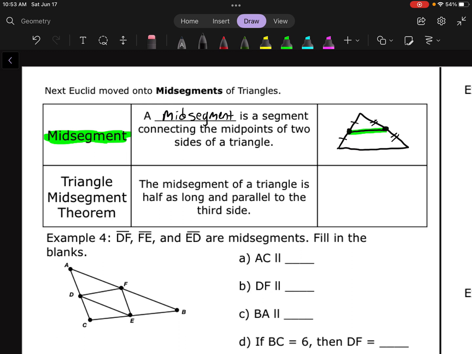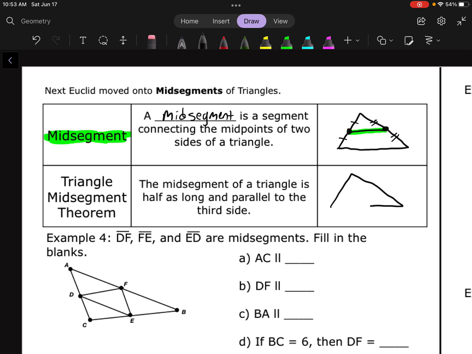And Euclid also proved this other fact, and we might come back later on once we have some more skills to actually prove why this works. But for right now, we're just going to trust it. And it's the midsegment theorem. And it says that the midsegment of a triangle is half as long and parallel to the third side.